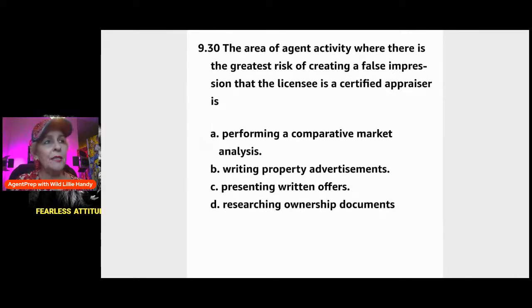Okay, number 30. The area of agent activity where there is the greatest risk of creating a false impression that the licensee is a certified appraiser is A, performing a comparative market analysis, B, writing property advertisements, C, presenting written offers, or D, researching ownership documents.